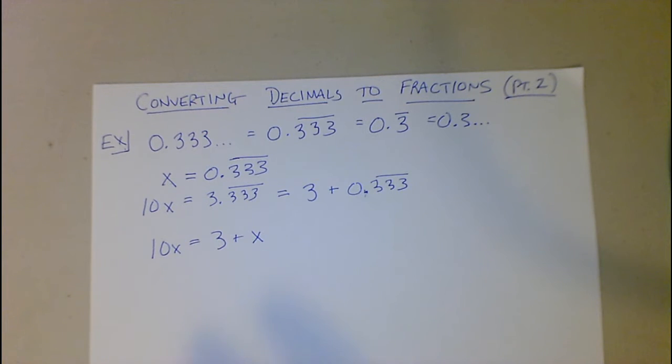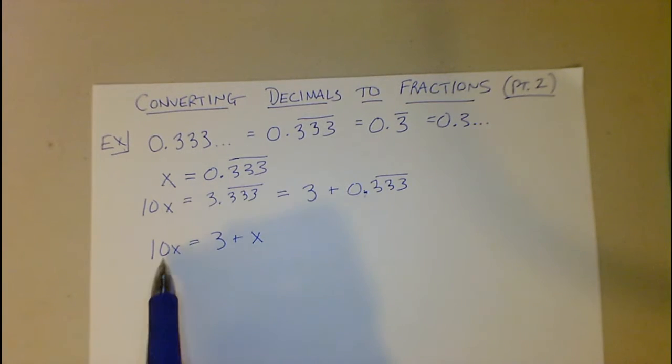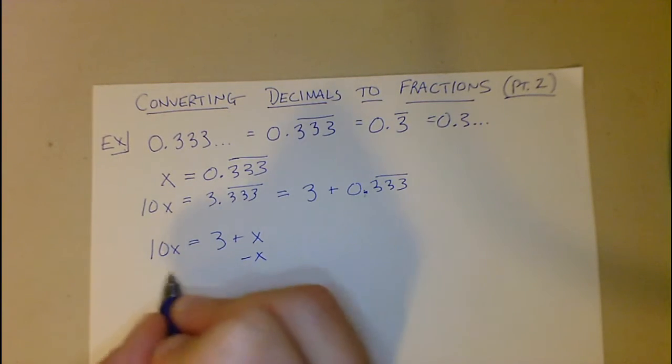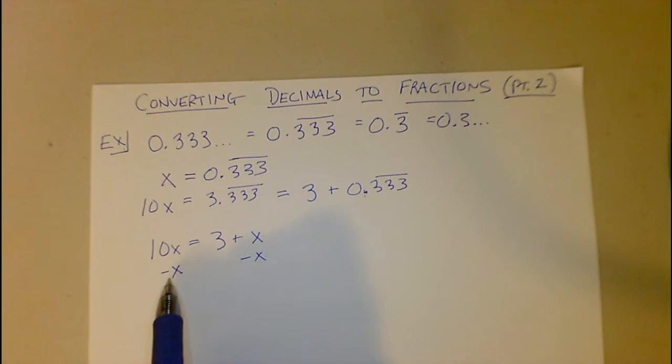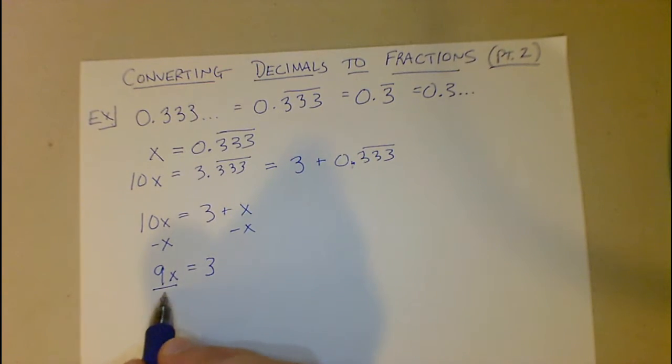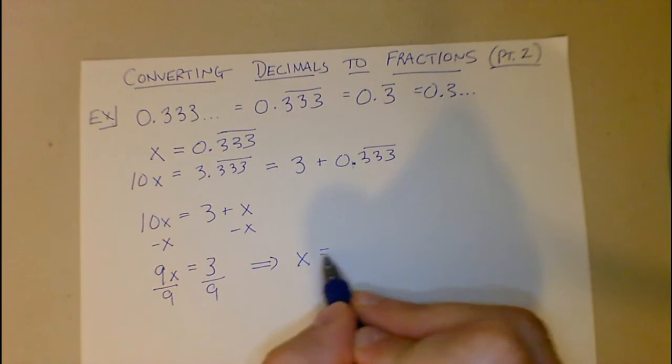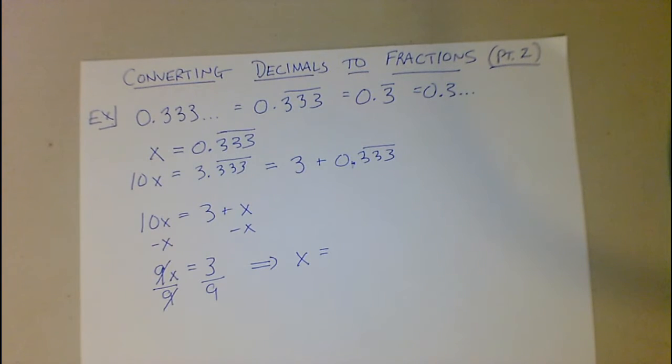Now I'm going to bring all of my X's to one side. I have 10 X's right here and 1 X right here. I'm going to subtract X from both sides. 10X minus 1X is 9X, and that equals 3. If I want to solve for X, I divide both sides by 9, and I get X equals, remember 9 over 9 cancels.